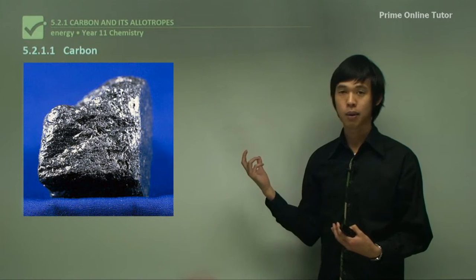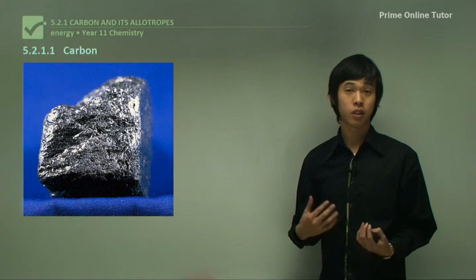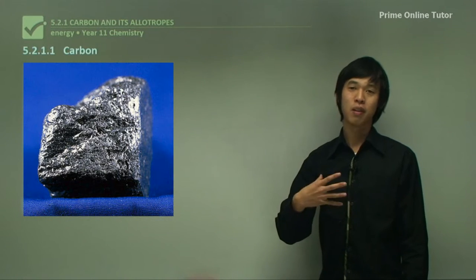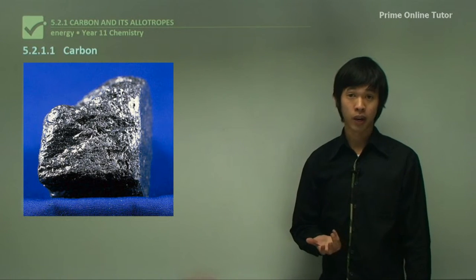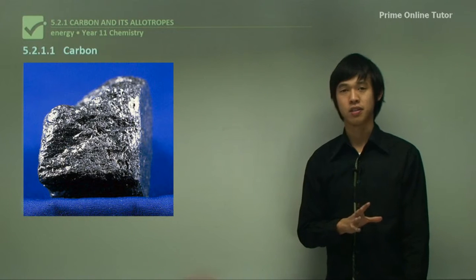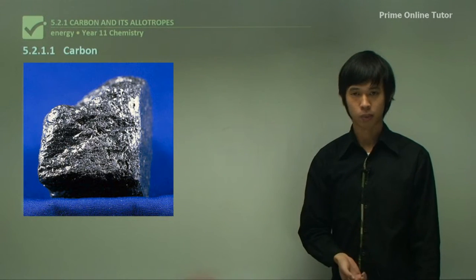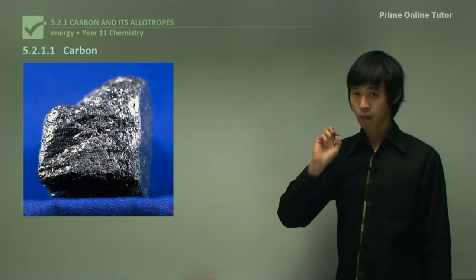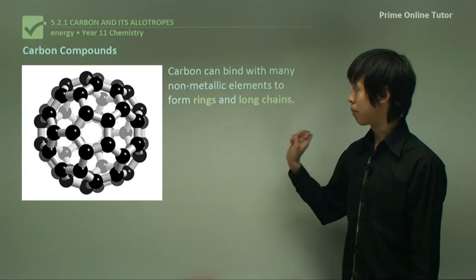So when we talk about carbon, it's important for us because we're what we call carbon-based organisms. So all of our body is made of some kind of carbon compound, and that's why carbon is very important to talk about in the context of chemistry. So we'll talk now about carbon compounds.